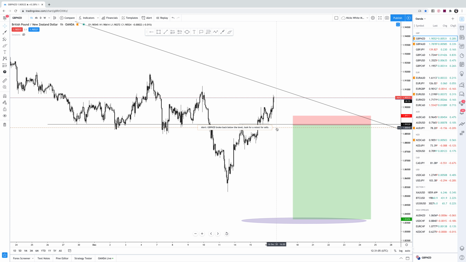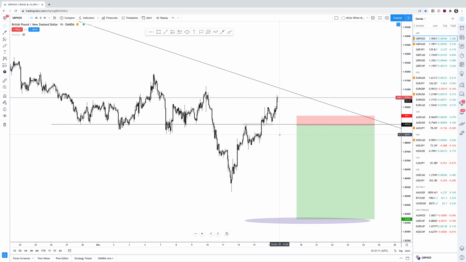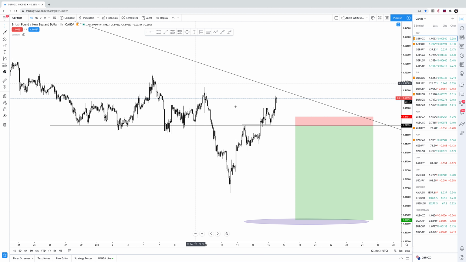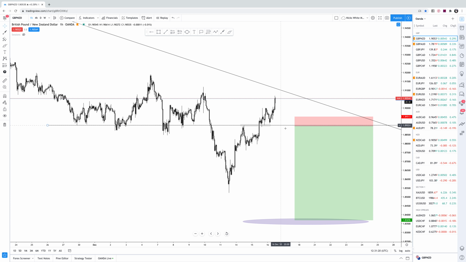I had an alert right here. If GBP New Zealand broke back below, I guess I'll just remove that now. But yeah, so price just continued up. Price may reverse here or it may just continue into an uptrend. We don't know, but it didn't set up how I wanted it to. It didn't break back below the level retest. So yeah, it's no more trade for GBP New Zealand dollar.